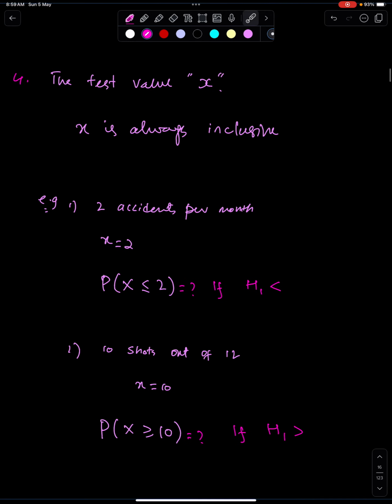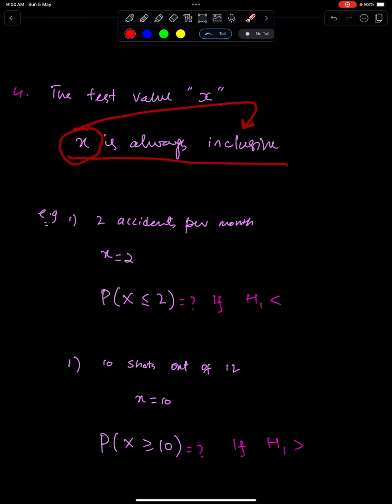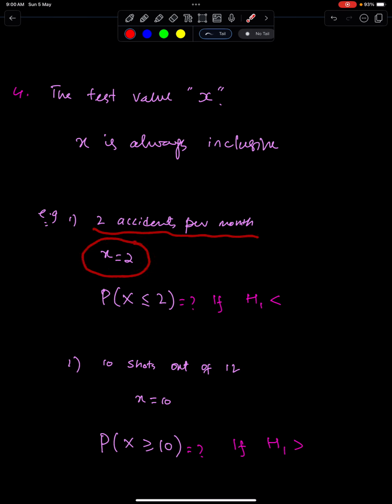The next important term is X, the test value. And X is always inclusive because we test whether this value lies in critical region or not. That's why this is always inclusive. For example, there were 2 accidents per month. So X is 2. And if H1 has a lesser sign, then we will find this probability, X less than or equal to 2, equal for inclusive.